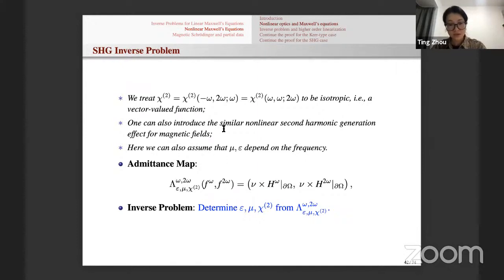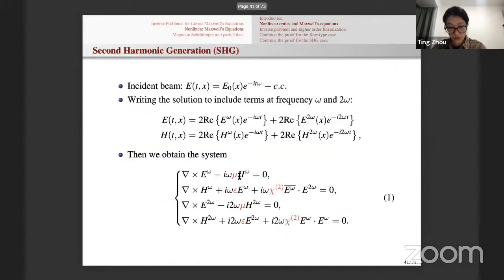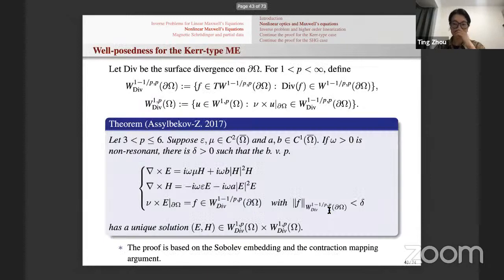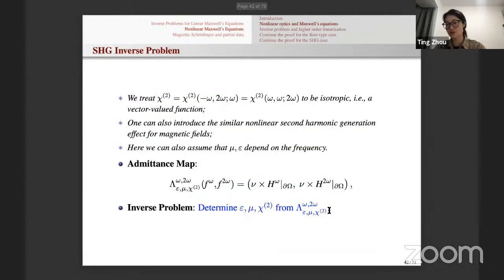Okay. All right, back to the second harmonic generation. When we have this system as our model, we have two types of fields. Then our admittance map also involves more information for both frequencies. You have a tangential electric field and tangential magnetic field. So the inverse problem is to determine epsilon, mu and Chi2 from this. And keep in mind, Chi2 is a vector valued function.